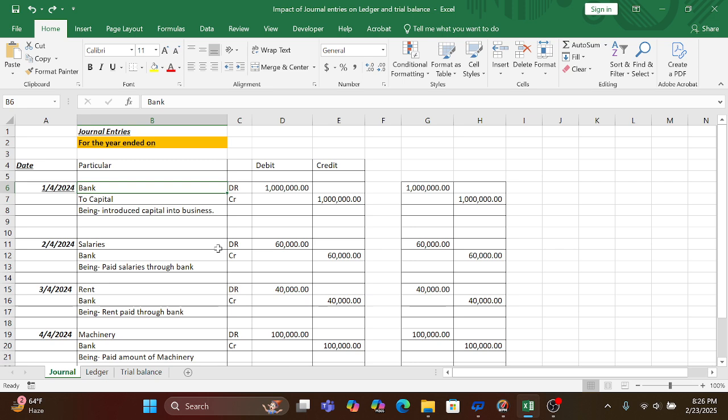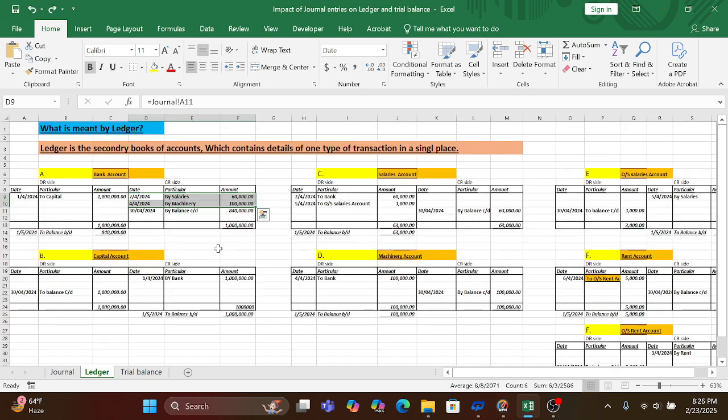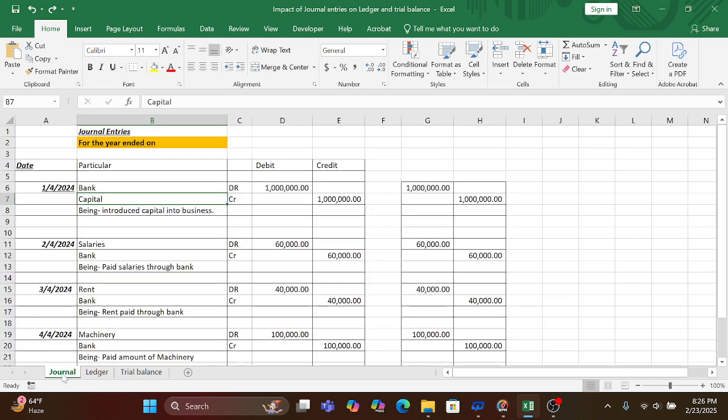I have prepared many examples for you. Then another example is salary. If the business paid a salary through the bank, our entry will be salaries account debit to bank account. In that case, because our money is going out, we have to credit the bank account, and the debit is the salary account.